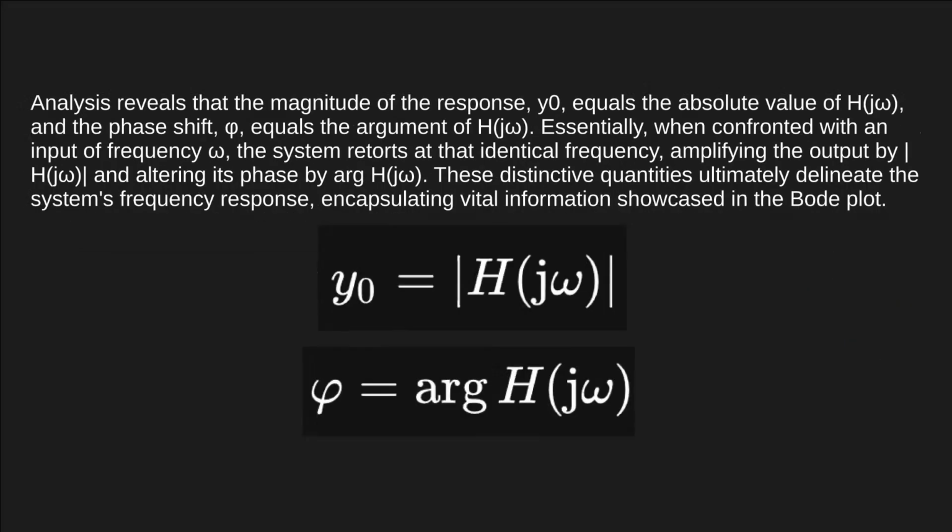Analysis reveals that the magnitude of the response, y0, equals the absolute value of H(jω), and the phase shift, φ, equals the argument of H(jω). Essentially, when confronted with an input of frequency ω, the system responds at that identical frequency, amplifying the output by |H(jω)| and altering its phase by arg H(jω). These distinctive quantities ultimately delineate the system's frequency response, encapsulating vital information showcased in the Bode plot.